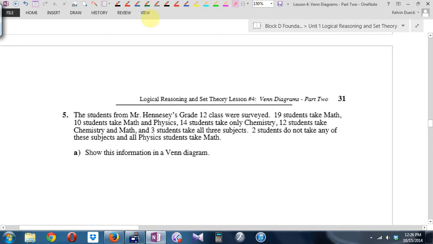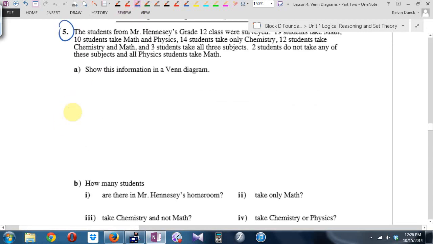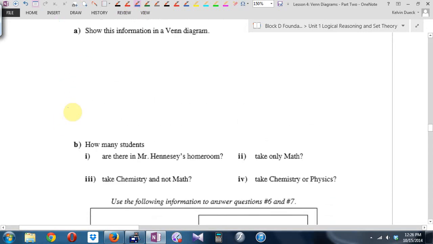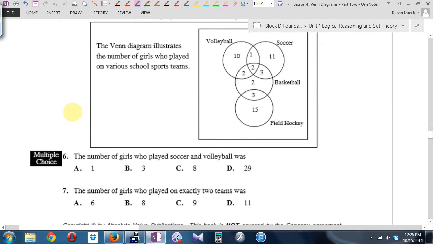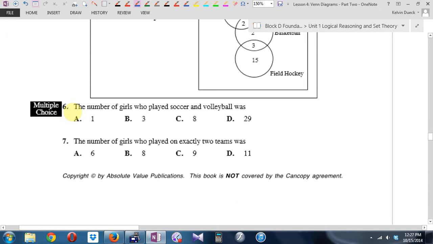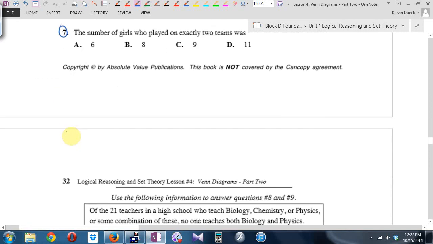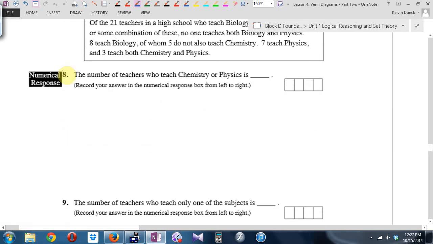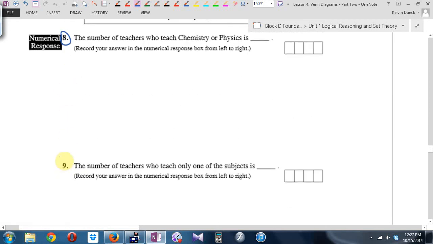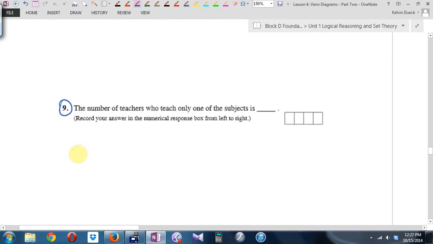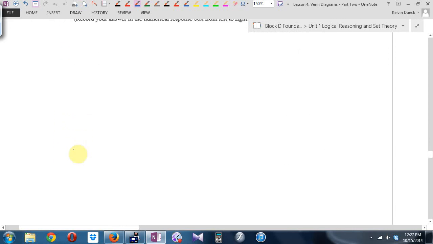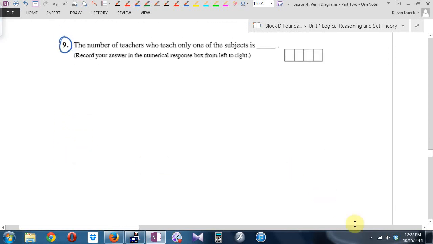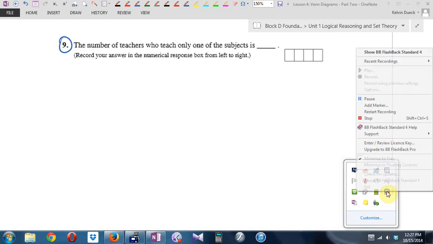Oh, I see math, physics, and chemistry. I have to assign that. Six is good. 7 is good. Yep. 8 is good. 9 is good. But you've also got a little bit more homework. So I assigned everything.